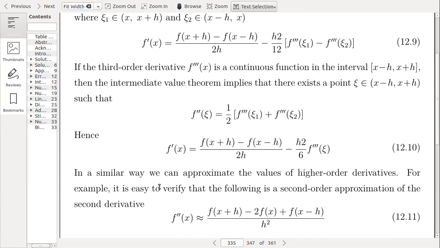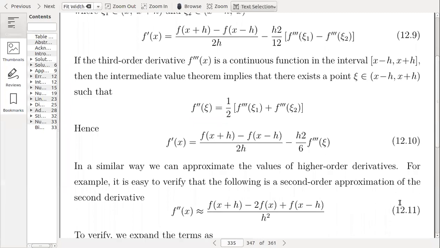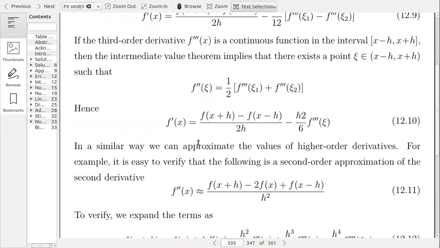In a similar way, we can approximate the values of higher order derivatives. For example, it is easy to verify that the following is a second order approximation of the second derivative. So what is the second derivative? It can be written as f double prime of x approximately equal to f of x plus h minus 2 f of x plus f of x minus h over h square.